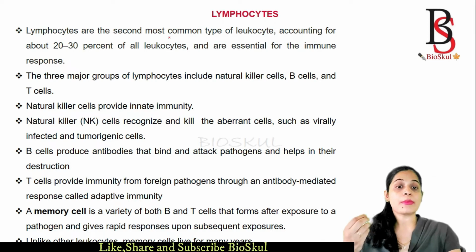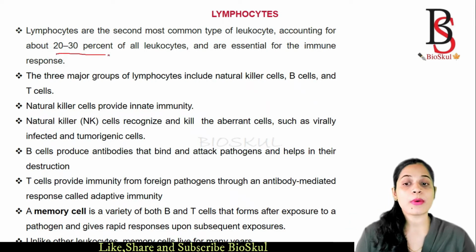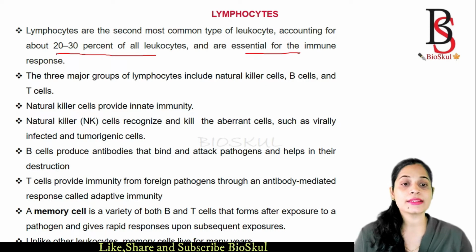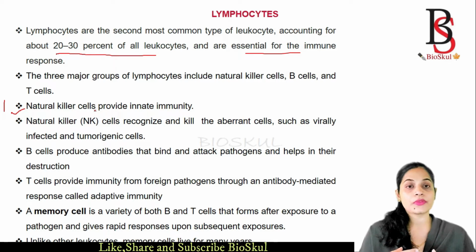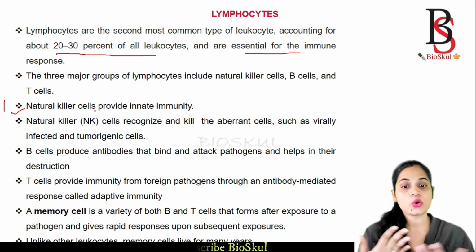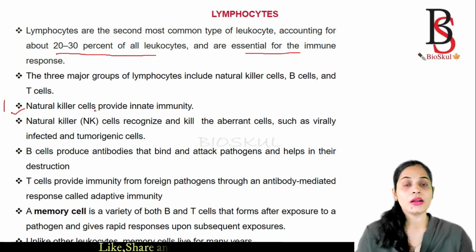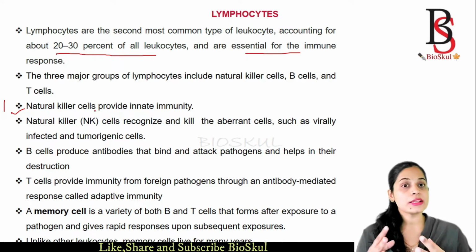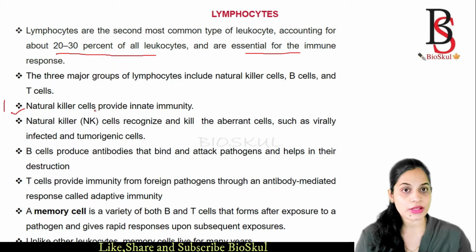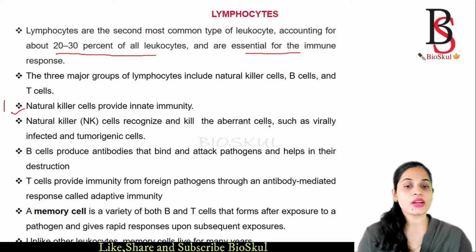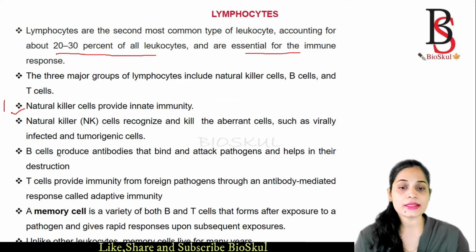Lymphocytes are the second most abundant leukocytes, accounting for about 20 to 30%, and they are essential for immune function. There are three major groups of lymphocytes. The first is the natural killer cell. Natural killer cells provide innate immunity, the immunity which is present since our birth. In the immunology chapter, we will discuss natural killer cells in detail. But now we'll see the basic function of the natural killer cell. It recognizes and kills aberrant cells such as virus-infected cells or tumor cells.